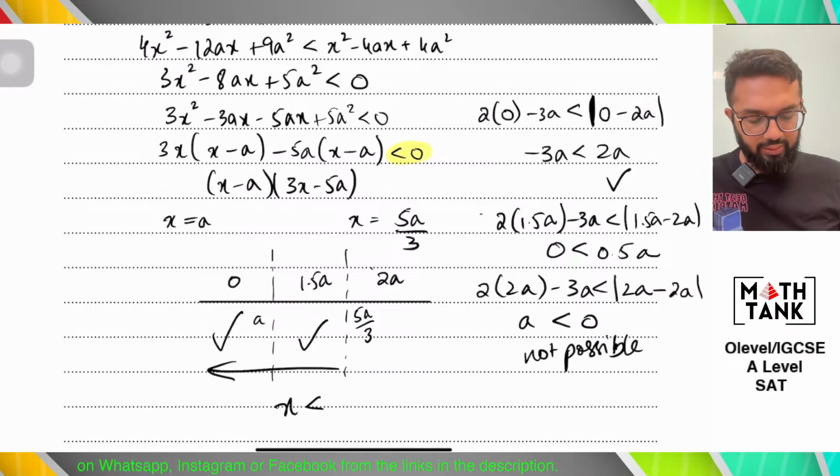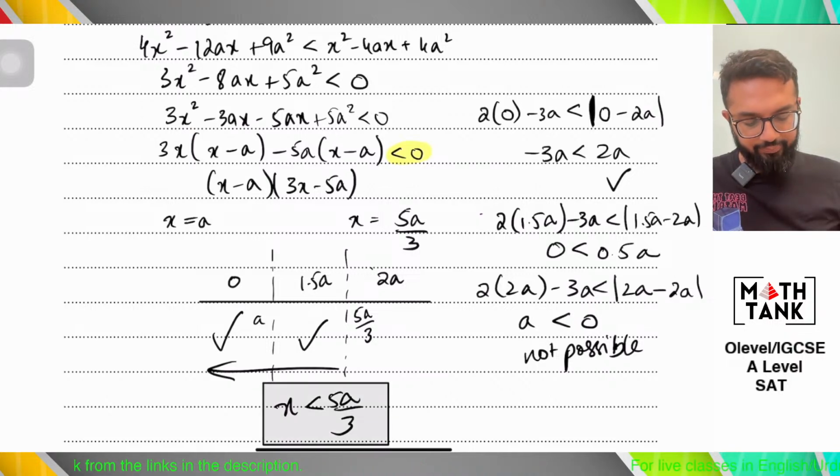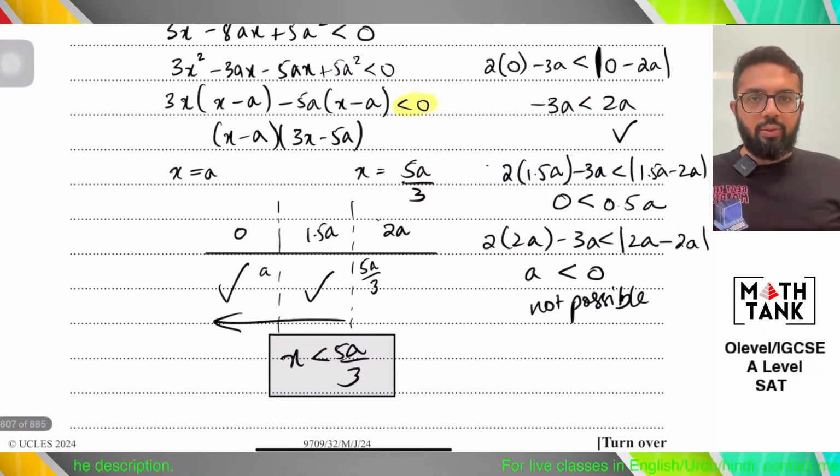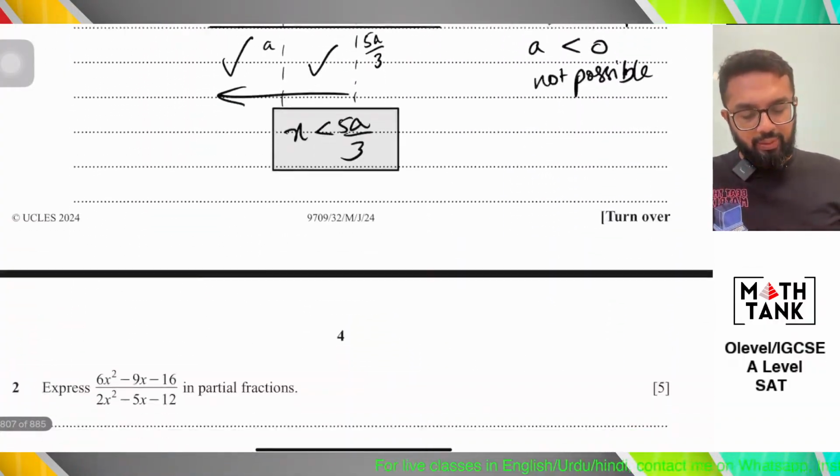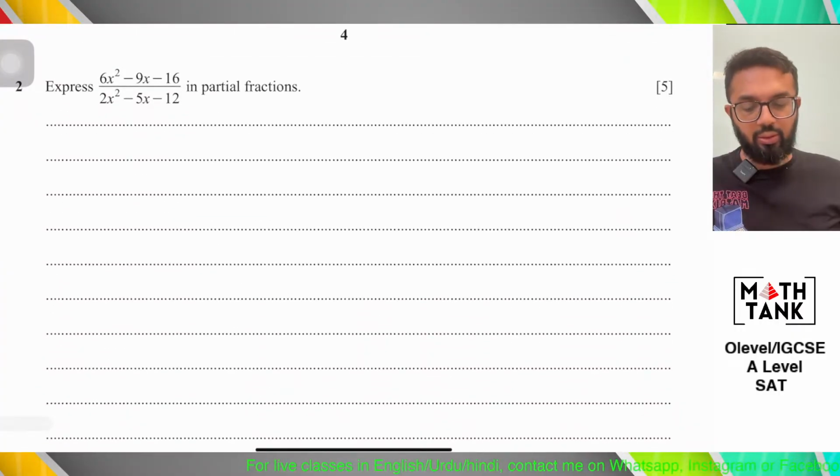So I'm going to say that x is less than 5a over 3. That should be my final answer. Okay, so whenever you have a modulus on one side and an expression on the other, that is what you need to do. Surprisingly long question.